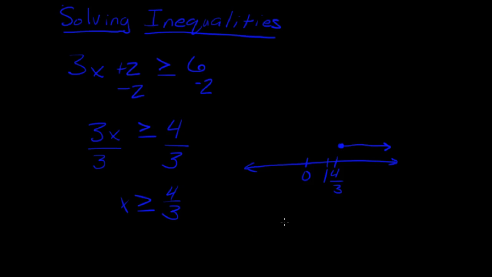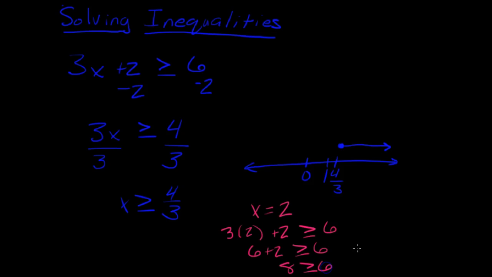So if we pick a number that's greater than 4/3, suppose we choose x equals 2, and we plug x equals 2 into the original equation. 3 times 2 plus 2 is greater than or equal to 6. 3 times 2 is 6, plus 2 is 8. 8 is greater than 6. This is true. So that means any number that we choose on this side of the number line is going to be true for this equation.